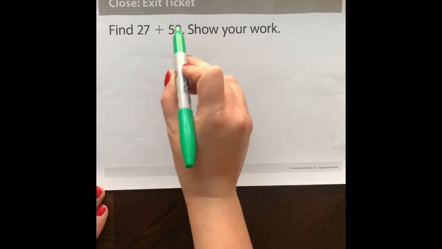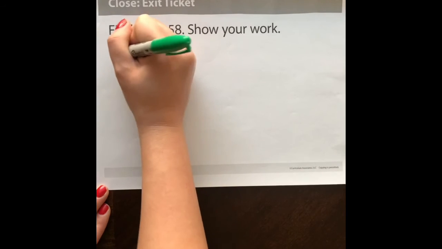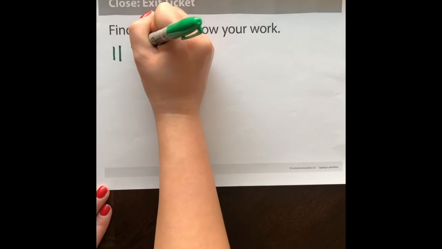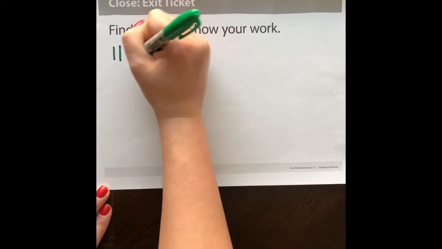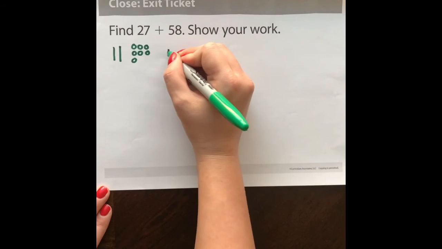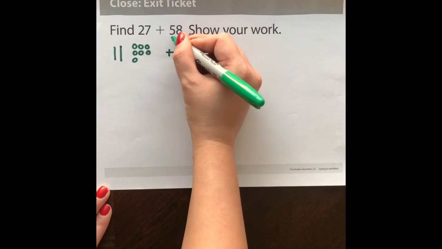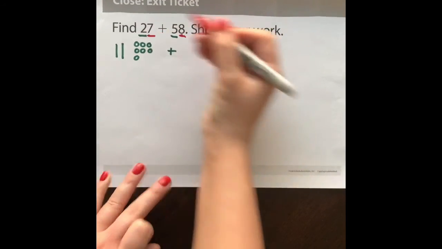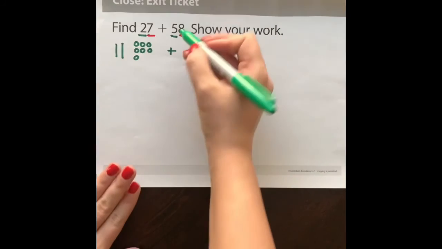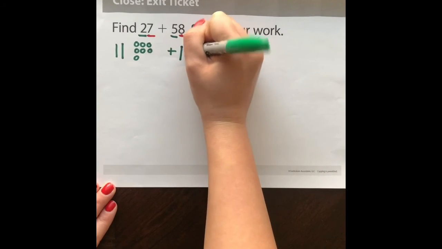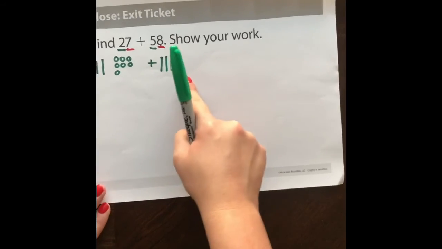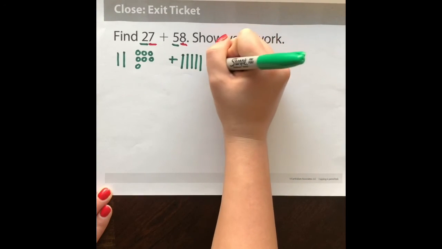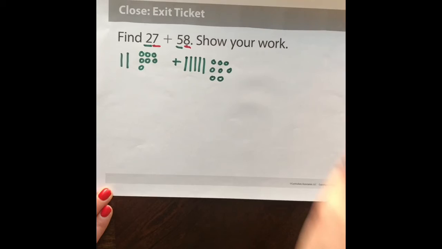So 27 and 58, well, this is going to look like this. 2 tens, 10, 20, and then we have 7 ones. 1, 2, 3, 4, 5, 6, 7. Plus, we have 5 tens here. This is the tens place. This is the ones place. We know that there are 5 tens here. 10, 20, 30, 40, 50, or 5 tens. And then we also know that there are 8 ones. 1, 2, 3, 4, 5, 6, 7, 8.